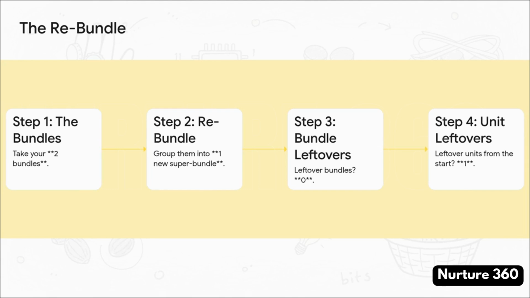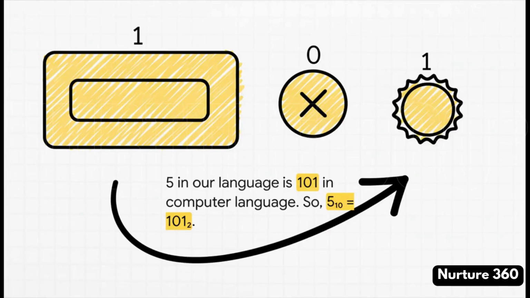Now let's take stock. How many of the original smaller bundles are left over? None. 0. And how many of those single units did we have from the very beginning? We still have that 1, right? Okay, now we just read our result. Starting with the biggest bundle, we have 1 super bundle, 0 leftover regular bundles, and 1 unit. So you put all that together and what do you get? 1, 0, 1. And there it is. The number 5 in our language is 101 in computer language. See how that works? It's like a puzzle.